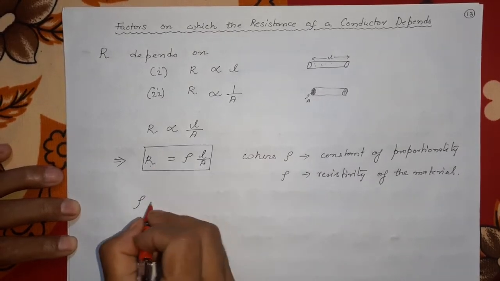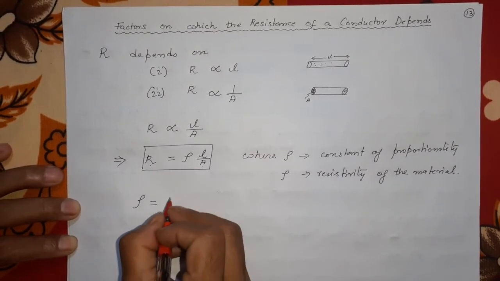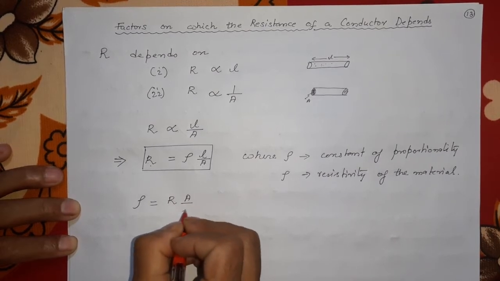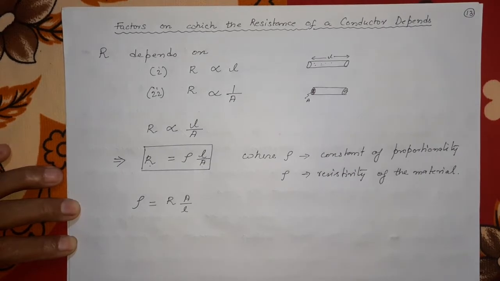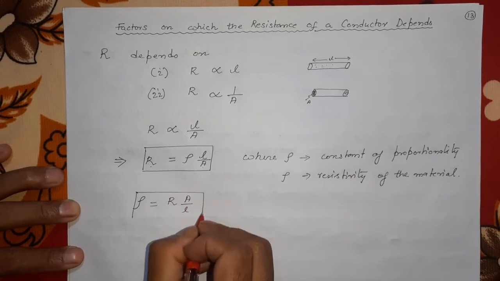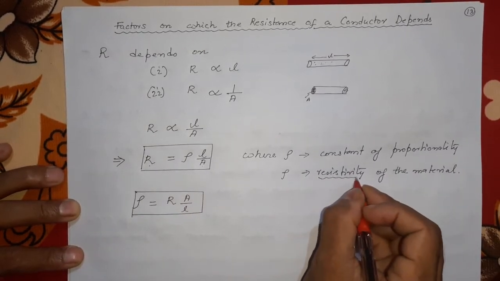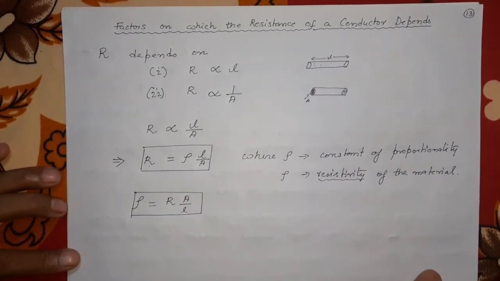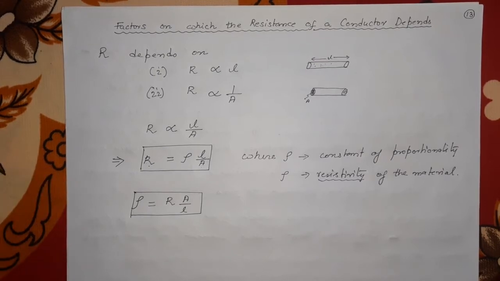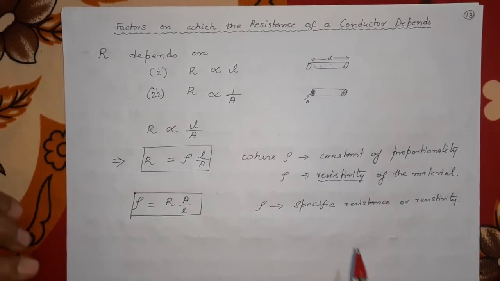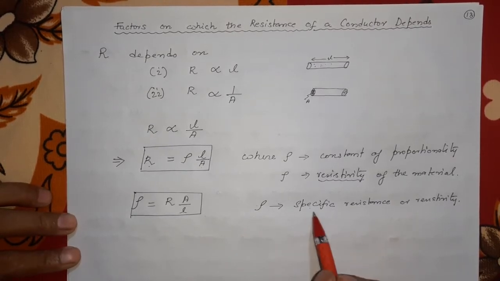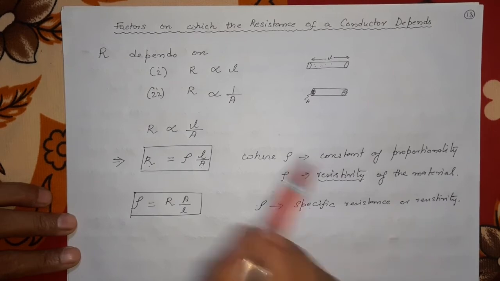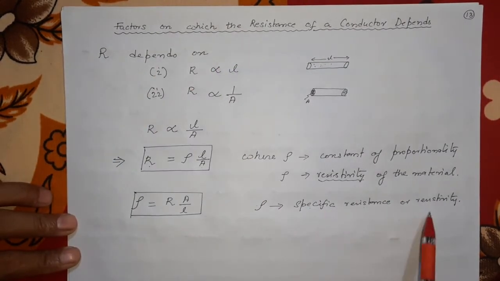This is the important formula. If I write rho here and transfer all this here, it will give me rho equals R A by L. If I write resistivity in terms of resistance, it will be like this. This is called resistivity. Another name of resistivity is specific resistance. We can write the definition of specific resistance also. These two are the same thing, specific resistance and resistivity. Resistance is different.